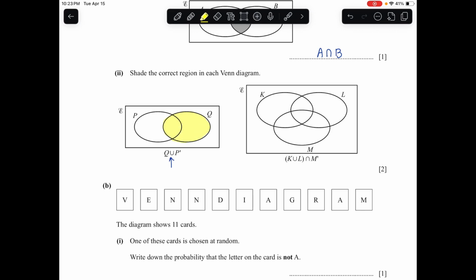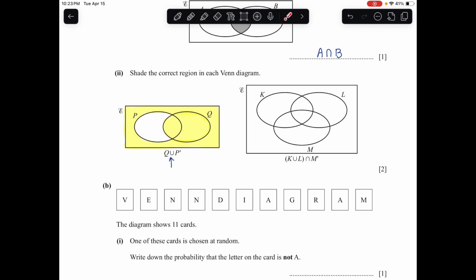So what is not P? So leave the P and everything outside P would be not P. Do not get confused with the intersection. This is union. Okay, intersection would be only half the circle of either P or Q. Yeah, that would be the correct answer.